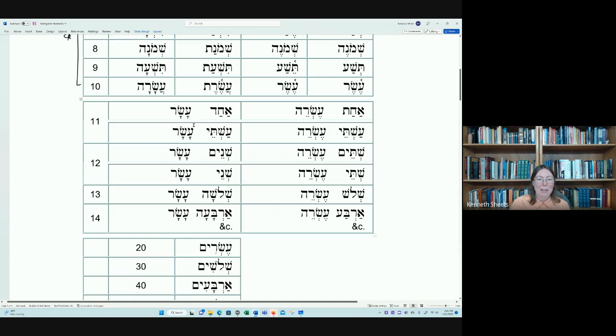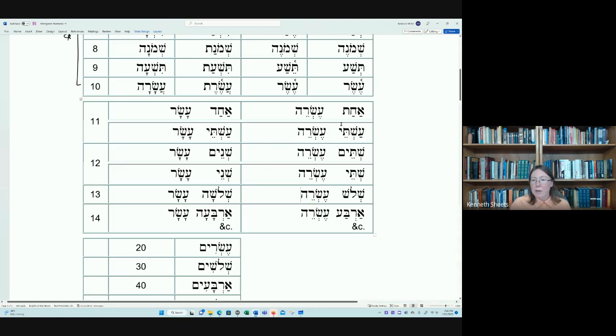So that's 11. And then you can come on down here to 12 and notice shanem asar. Well, shanem is 2, asar is 10. So 210, 12. Then you come on down here to 13, shalosha asar, 3, 10, 13. And then you have arba'a asar, 4, 10, 14. And it'll go that same way all the way down through 19. And so that then is the way that they built those numbers when they spelled them out in this way.